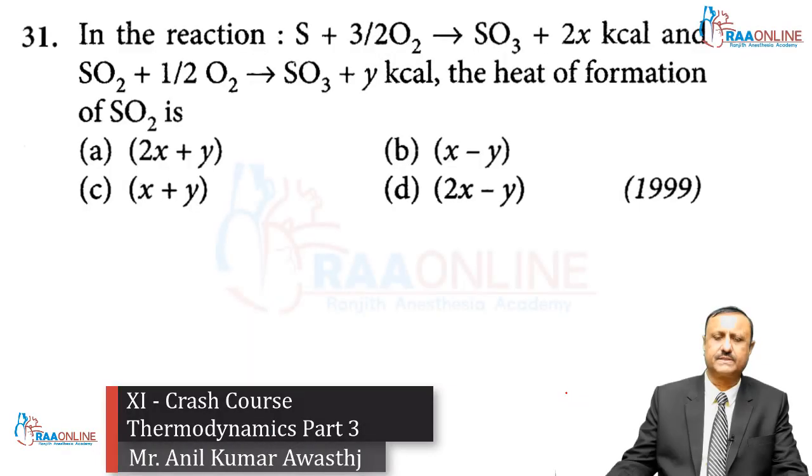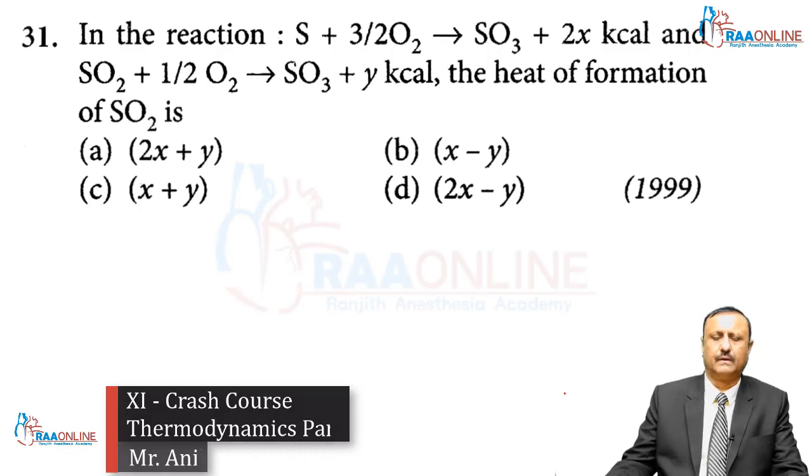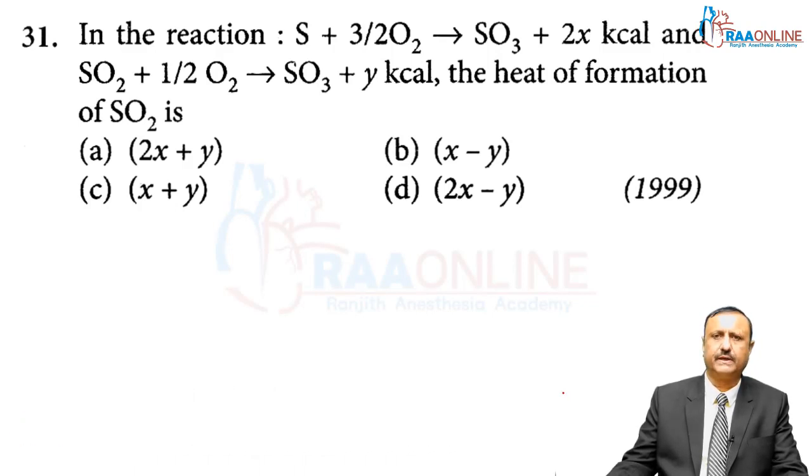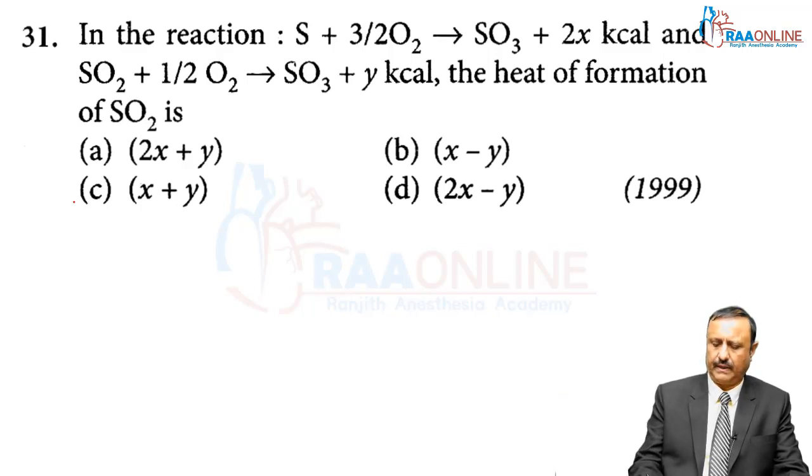Now, my dear friends, we can see question number 31. In the reactions S plus 3/2 O2 gives SO3 plus 2x kilocalorie, and SO2 plus half O2 gives SO3 plus Y kilocalorie. The heat of formation of SO2 is? And what is the calculation, my dear students? Here we can see the concept and calculations.